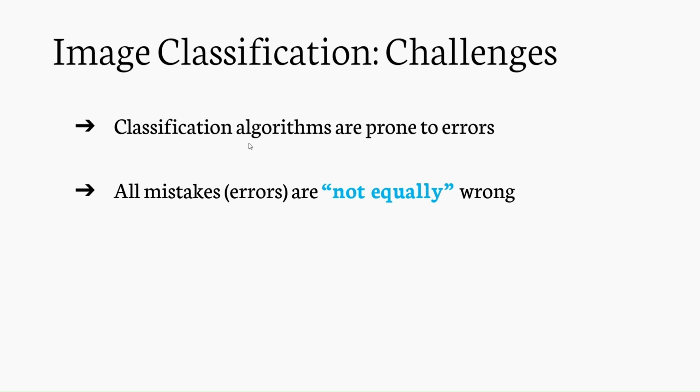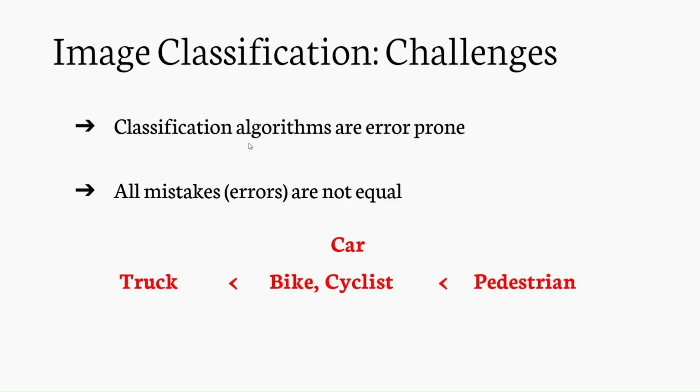Similar to any machine learning algorithm, classification algorithms are also prone to errors. But in many real world applications, we have observed that all mistakes that we make are not equally wrong. Therefore, we can say that for any class label, like car, there exists a partial rank order over the negative classes that defines the severity of mistakes. Our objective is to design a classification algorithm such that we learn to make less severe mistakes.